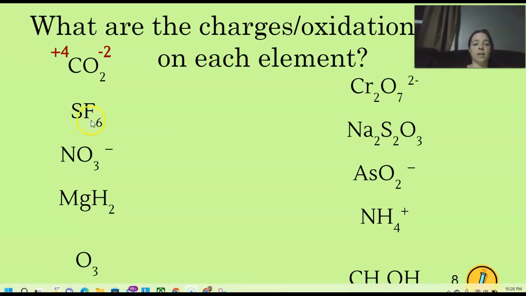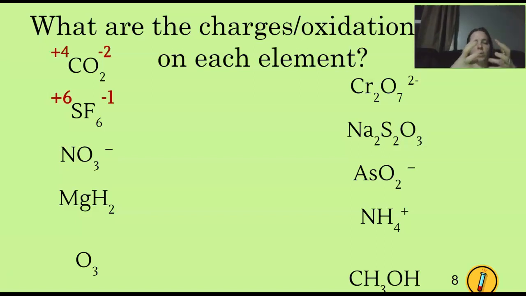So let's look at this. SF6. So we know sulfur has to be at least a +6. Fluorine is going to be a -1. Fluorine is in group 17. It's typically a -1. Okay, NO3. This is a little tricky because remember, you have the oxidation state of the whole polyatomic ion, which is negative, which means it has one more negative than it does positives. So oxygen is going to be the -2 with a nitrogen of +5.